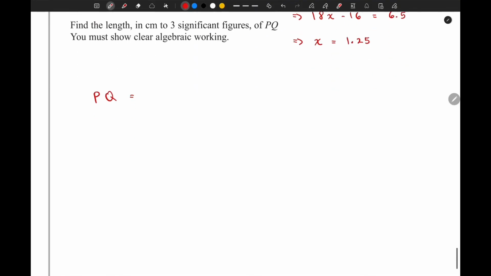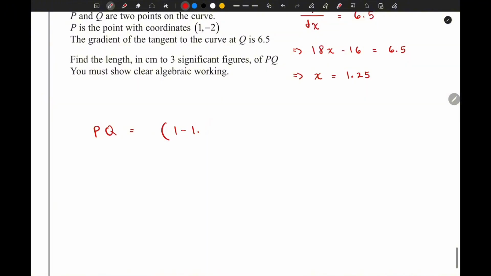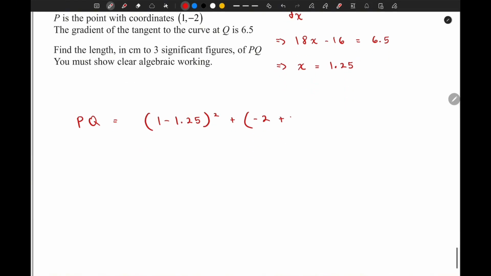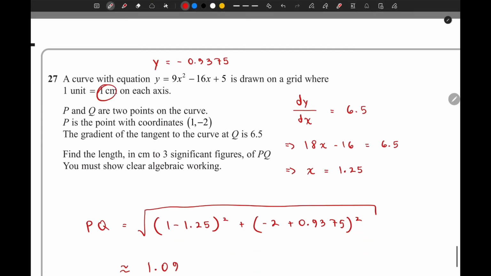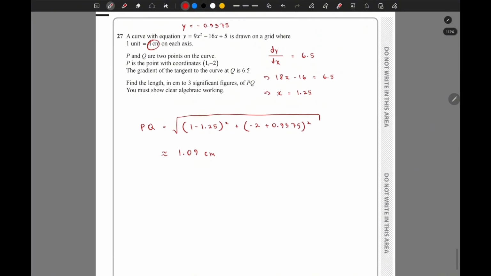Now I can easily calculate the length of PQ using the length formula. The formula tells us that x1 minus x2 whole squared, that is 1 minus 1.25 whole squared, plus y1 minus y2, so there are two minuses, so this would be plus 0.9375 whole squared, and then we need to take the square root of this whole thing. So this is equal to around 1.09 units, and the unit is centimeters. So that's 1.09 centimeters. That is the answer to this question.